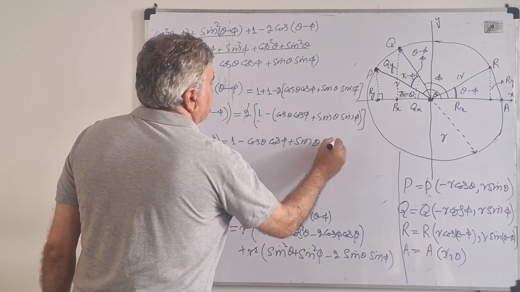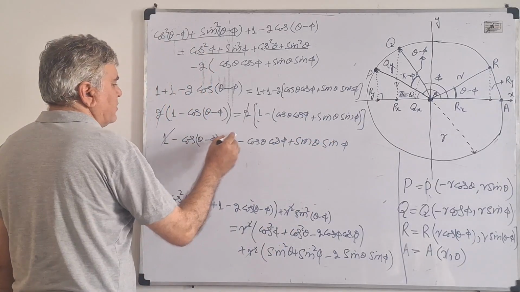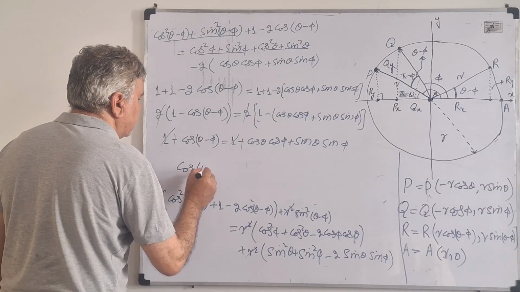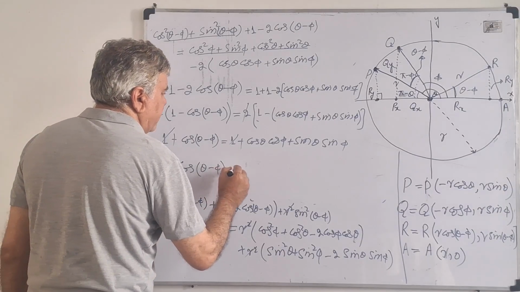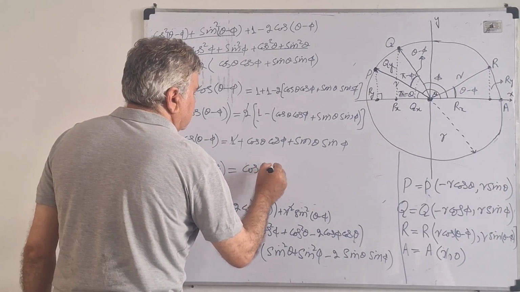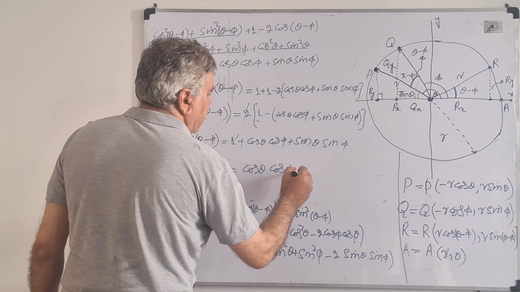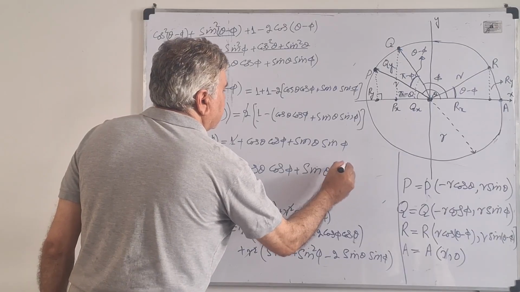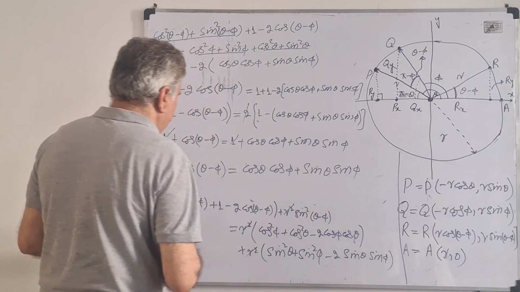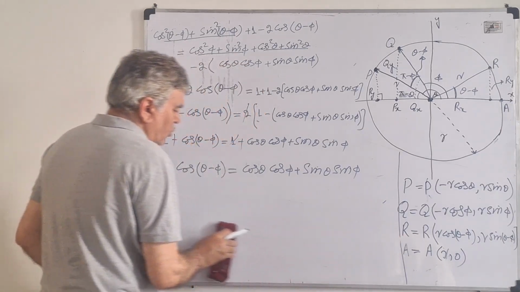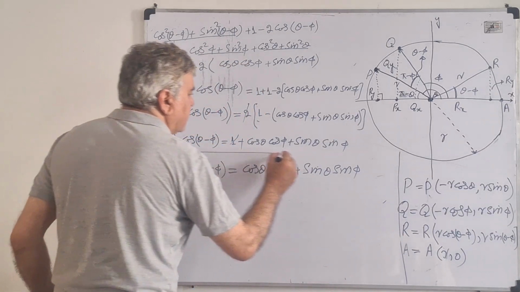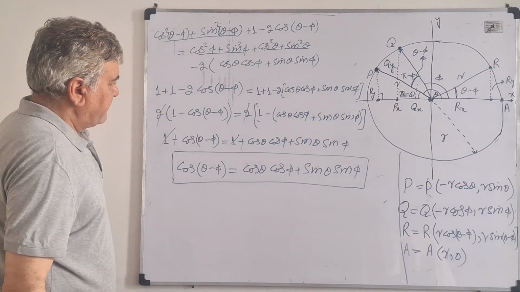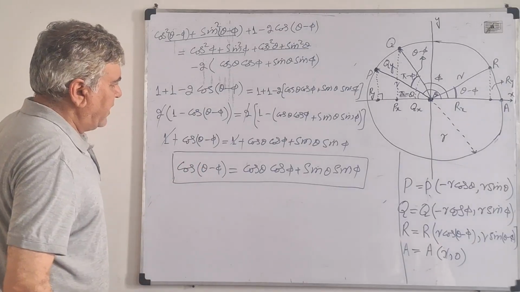This minus cancels with this, and finally we are left with cos (theta minus phi) equals cos theta cos phi plus sine theta sine phi. So this is what we call the difference formula for the cos function, and that is very important.